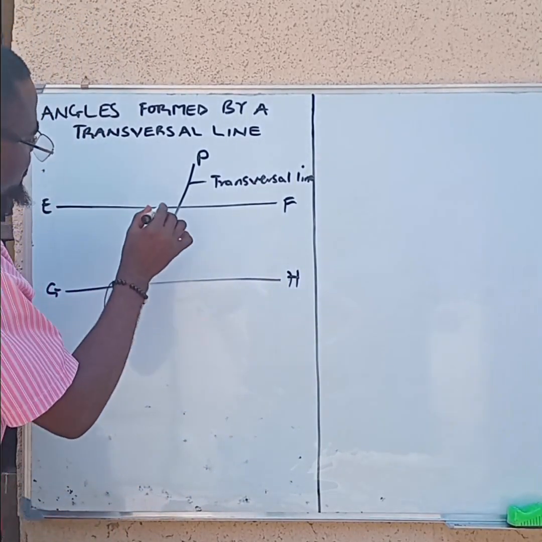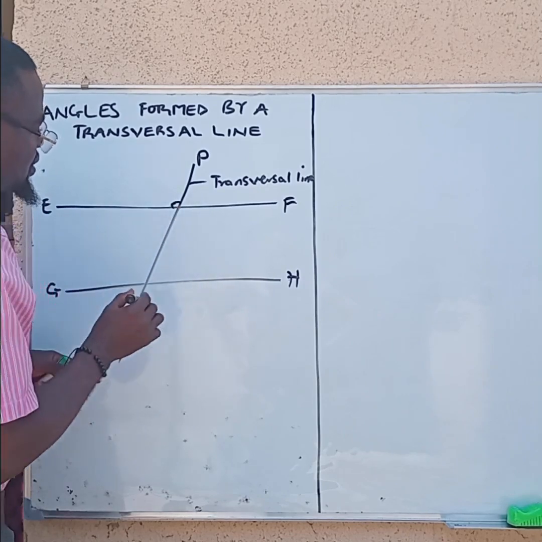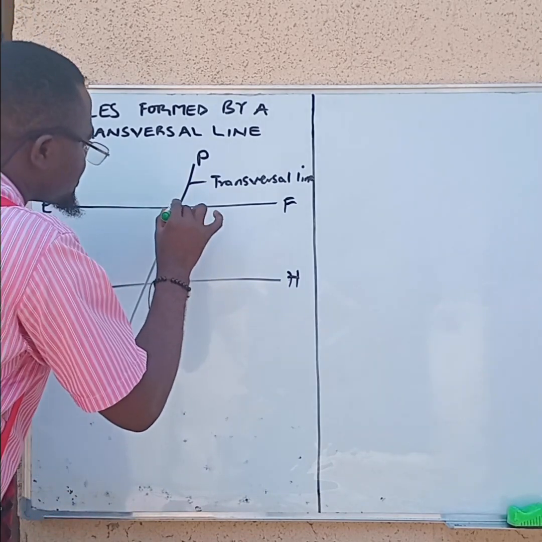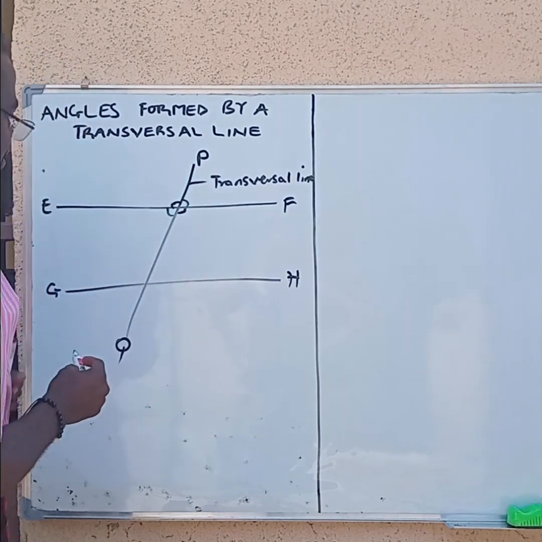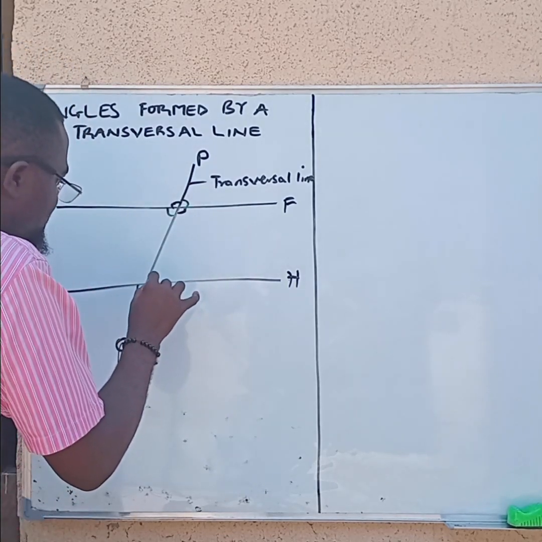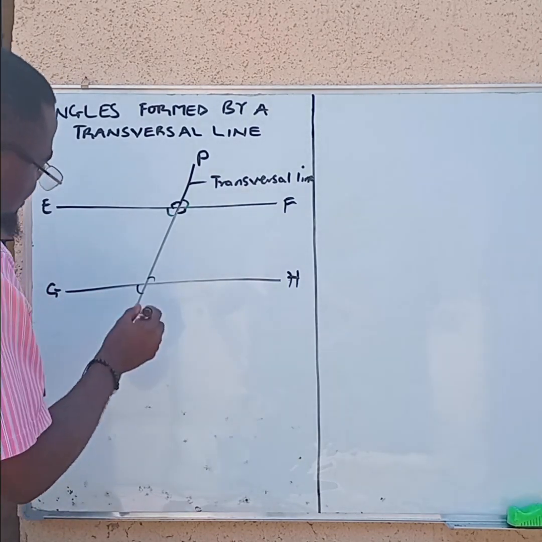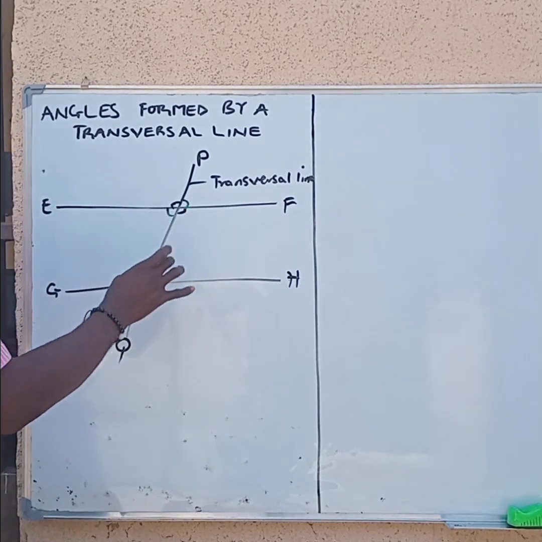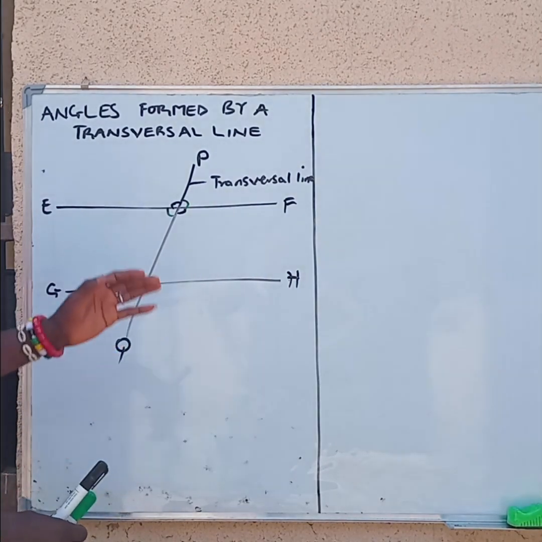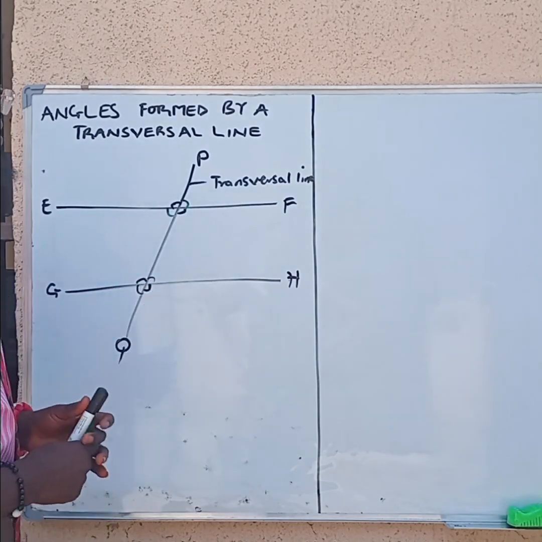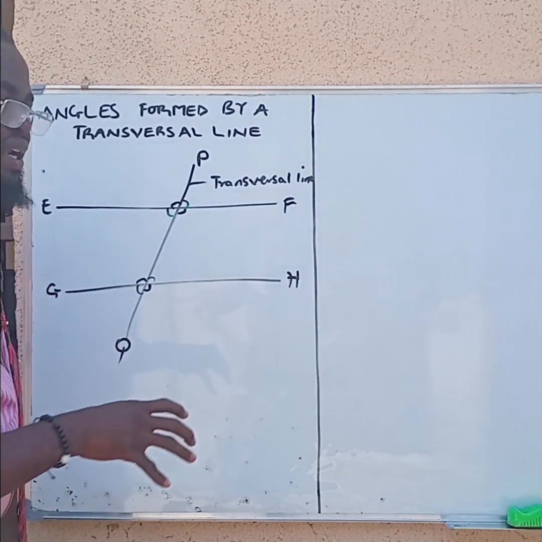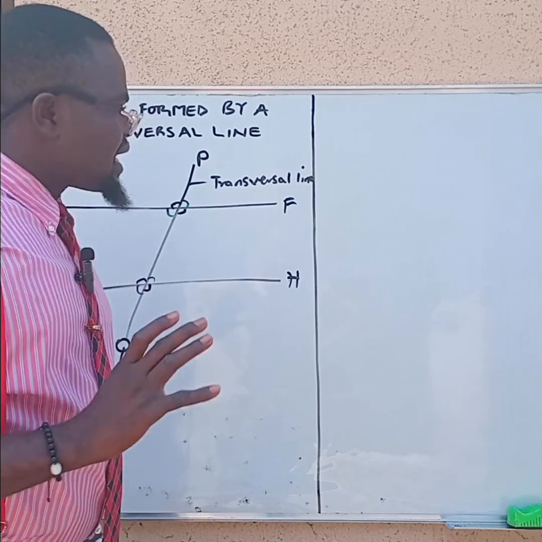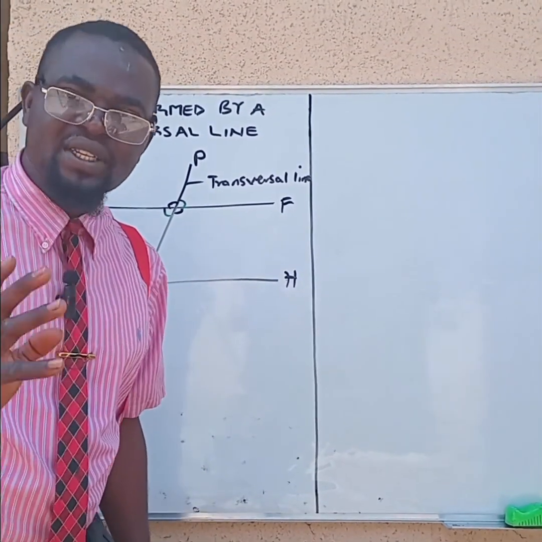Now, in such a case, we have this one angle, this is the second angle, the third, fourth, fifth. If you count these angles, 1, 2, 3, 4, 5, 6, 7, 8. Whenever a transversal line is drawn across two parallel lines, it forms 8 angles. And those angles are special. We call them special angles.